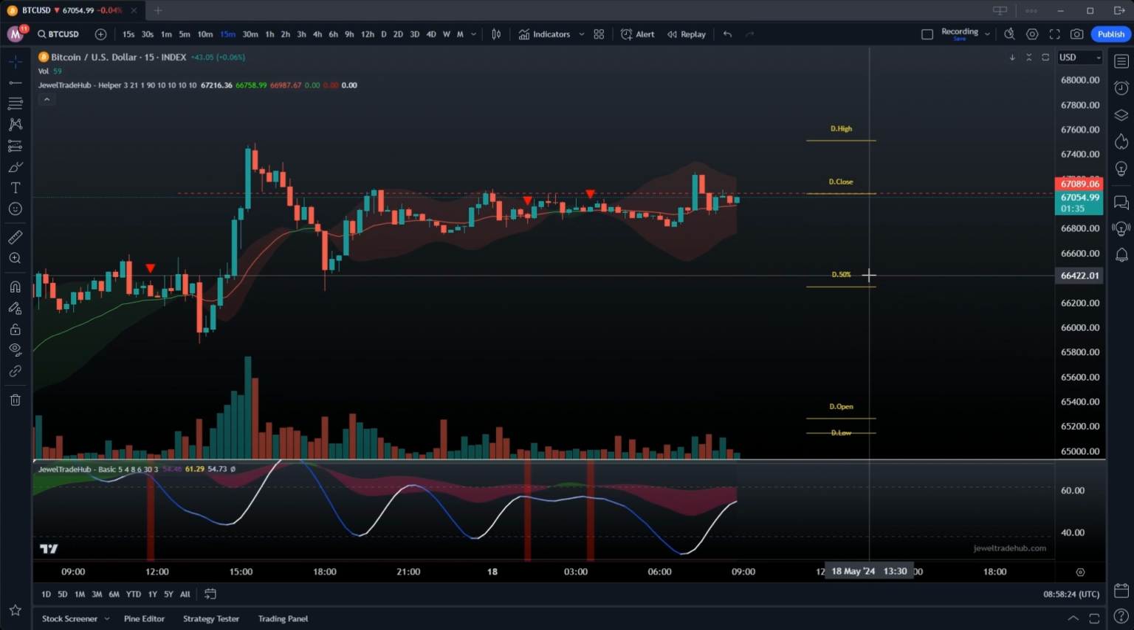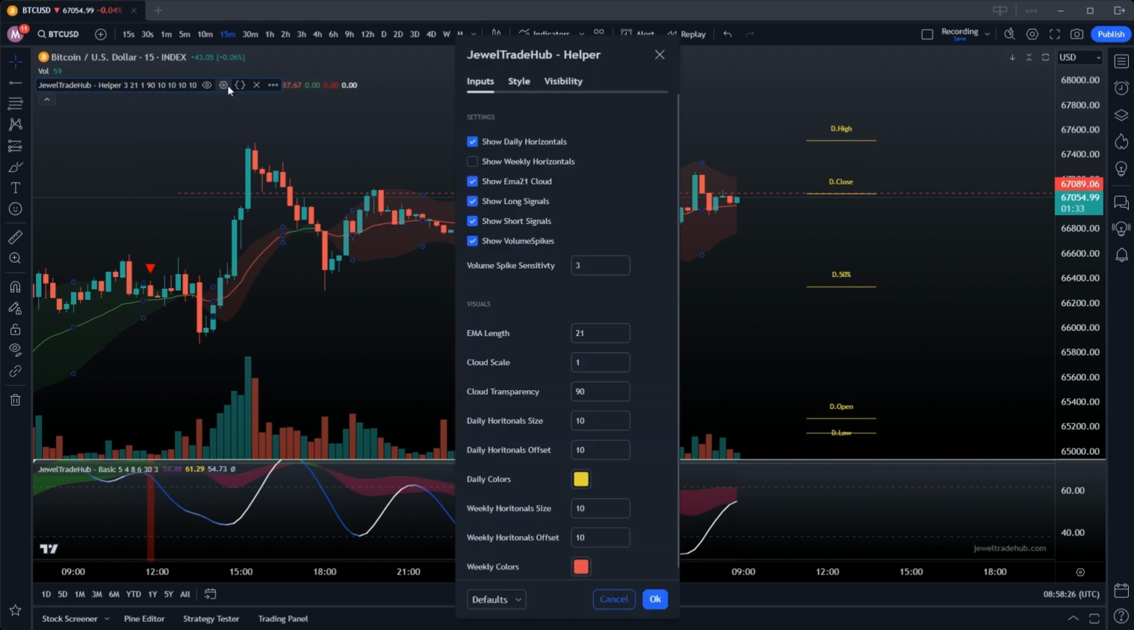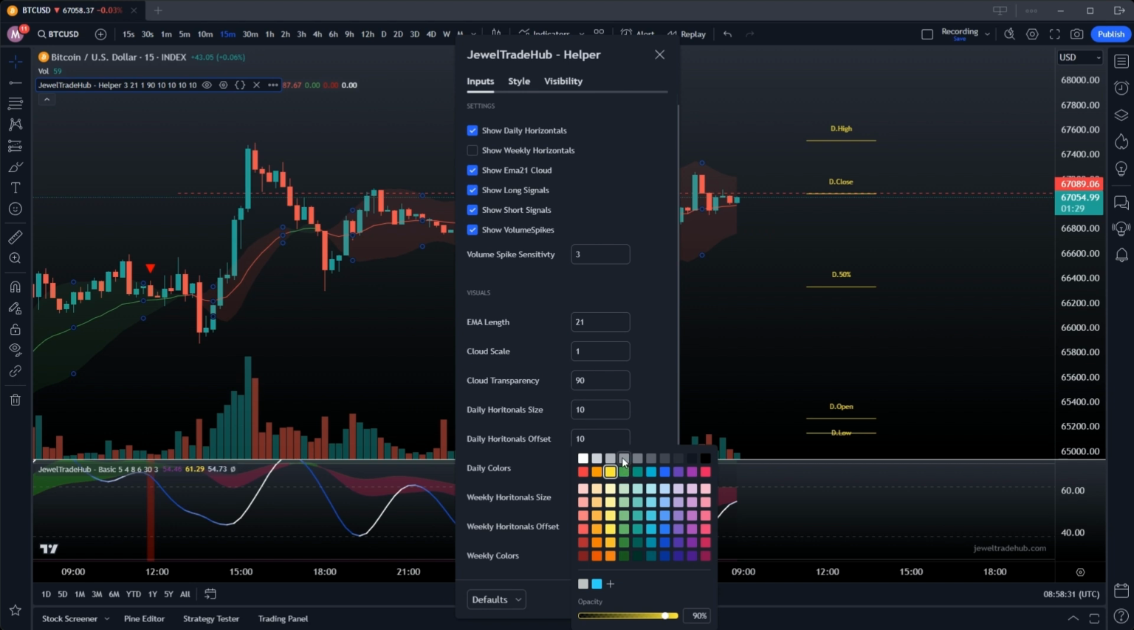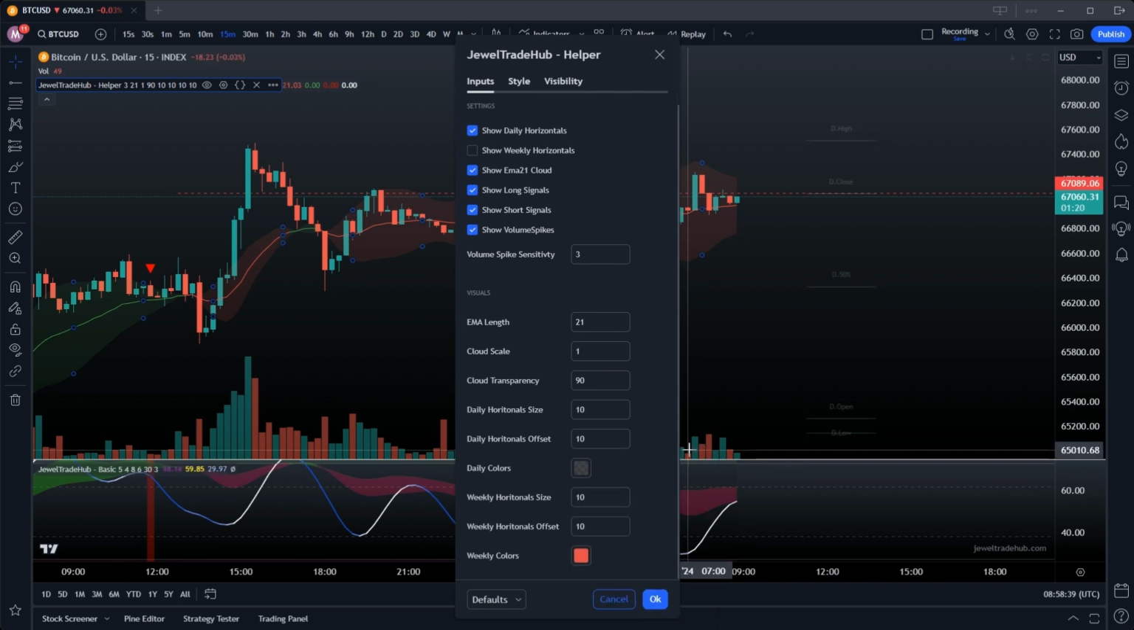Now, for the daily themselves, you have a couple of settings. You can change their color. What I personally like to do is put it a little bit lower, just so it doesn't explode my eyes, like this. That for me is enough.